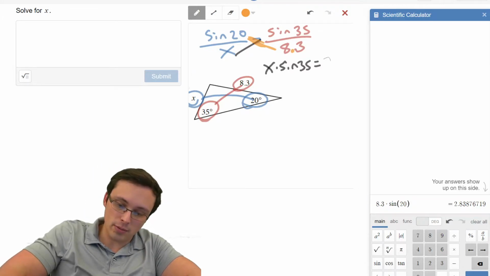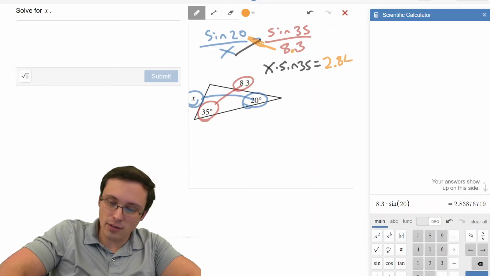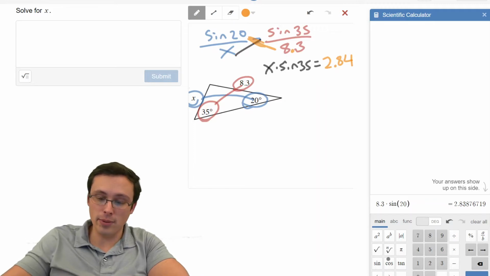I'm just going to round to one decimal place. About 2. Well, I'll use more. 2.83876. I'm going to call it 2.84. That 3 would round up because the number after it is a 5 or bigger, right?